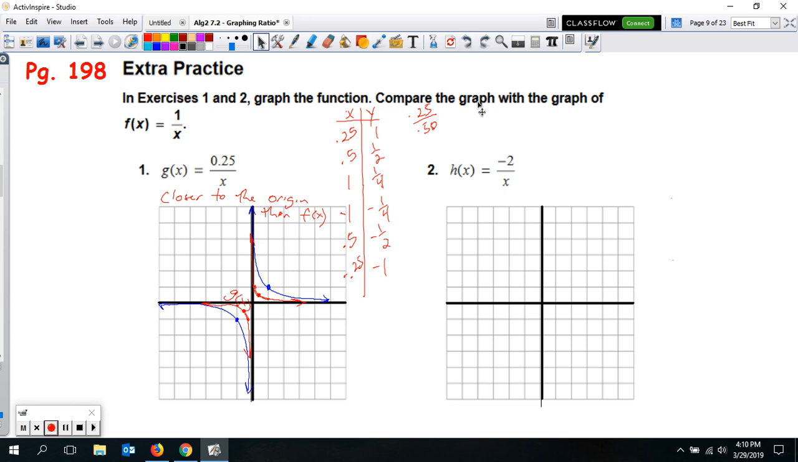Okay, for number 2, we have a -2 on the top. So again, let's start off the same way. Let's draw the parent function. So I'm going to put my points. First of all, draw your x-axis and y-axis right through the middle.